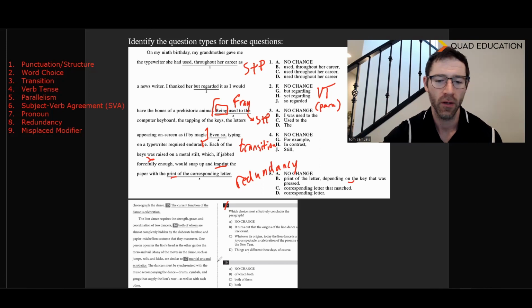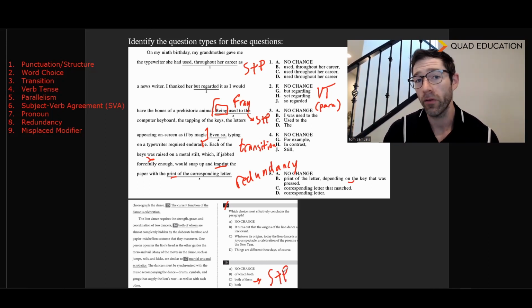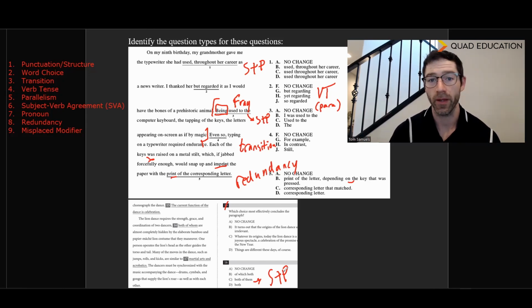And then here at 16, you read the sentence again because we're not sure. We have both and both of whom. "The lion dance requires the strength, grace, and coordination of 2 dancers, both of whom are almost completely hidden by the elaborate bamboo and papier-mâché lion costume that they maneuver." So once again, we have both of whom, it renders dependent, but of which both are sort of the same thing. But certainly with C and D, what we've done here is created independent clauses. So based on the fact that we're changing the nature of the clause here, this is also structure and punctuation, which definitely points to the idea that a lot, and probably more than you expect, of the questions on both of these tests are structure and punctuation based.